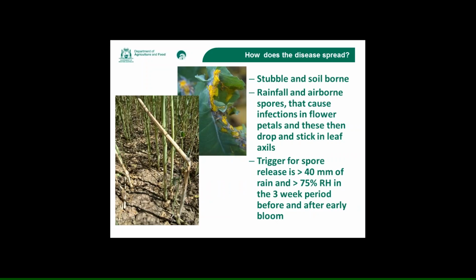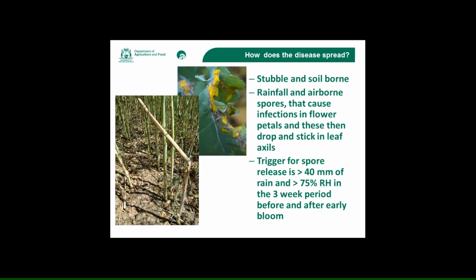The sclerotes are carried over in the soil and can stay there for up to 6 years, depending on whether they germinate or not. And the stubble contains the sclerotes inside it. So rainfall is a big determinant of when the sclerotes germinate and whether there's rain during flowering, and that determines what kind of years are a big year for Sclerotinia.